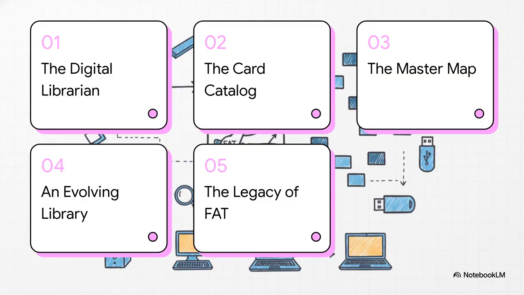So, here's what we're going to cover. We're going to see exactly how this digital librarian does its job. We'll check out its two most important tools, what we'll call the card catalog and the master map. Then we'll look at how this whole library system had to grow and evolve, and finally, we'll get into why this seemingly ancient system is still a really big deal today.